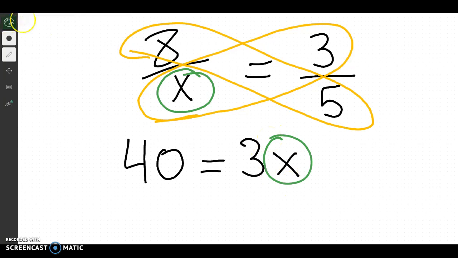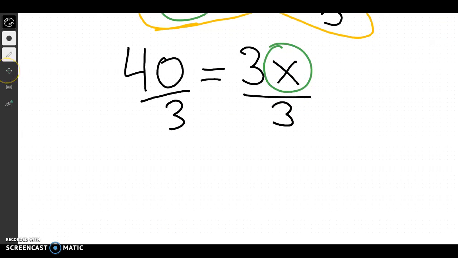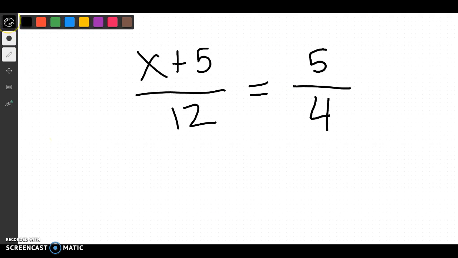To solve for x in this stage, I have 3 x's. If I had just 1 x, I would just divide by 3. Divide by 3. And what we could see is we would get that x is equal to 40 over 3. If you wanted to, you could simplify that into a decimal. I just don't know what that decimal is off the top of my head, but that would be my final answer.